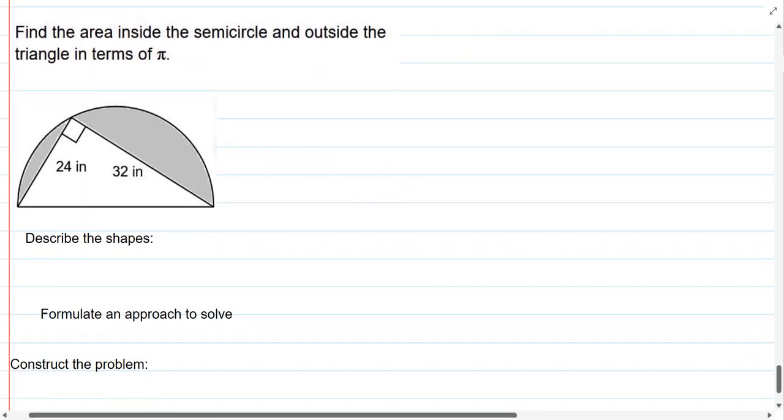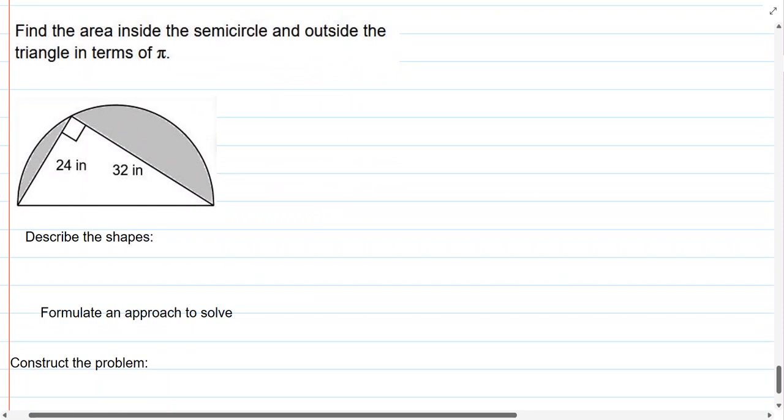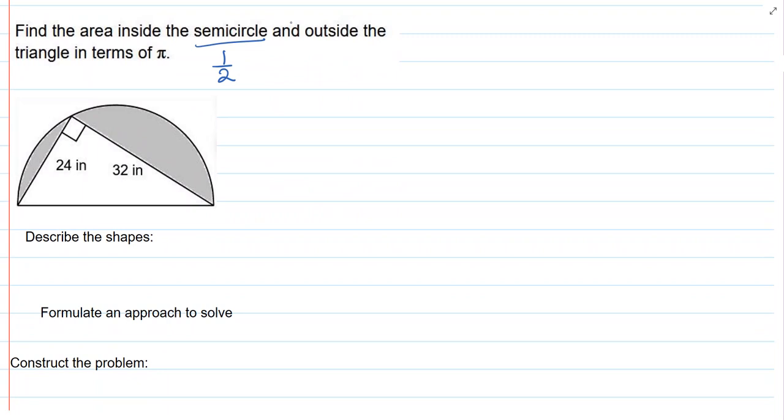So we have another one. Now this is a semicircle. That's 1/2 of a circle. And we have a triangle, and we want it in terms of pi. Find the area inside the semicircle minus the outside triangle. All right. So we have a right triangle.